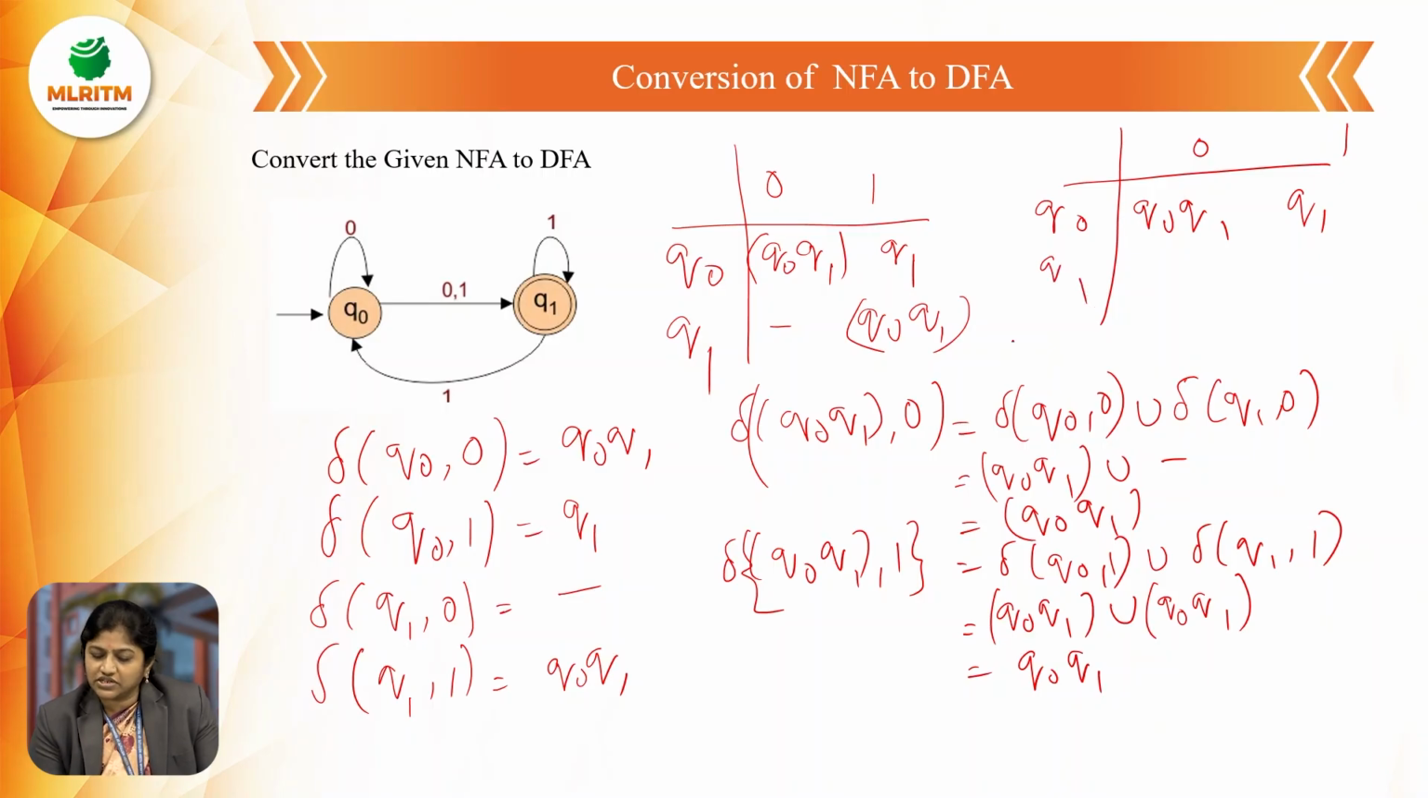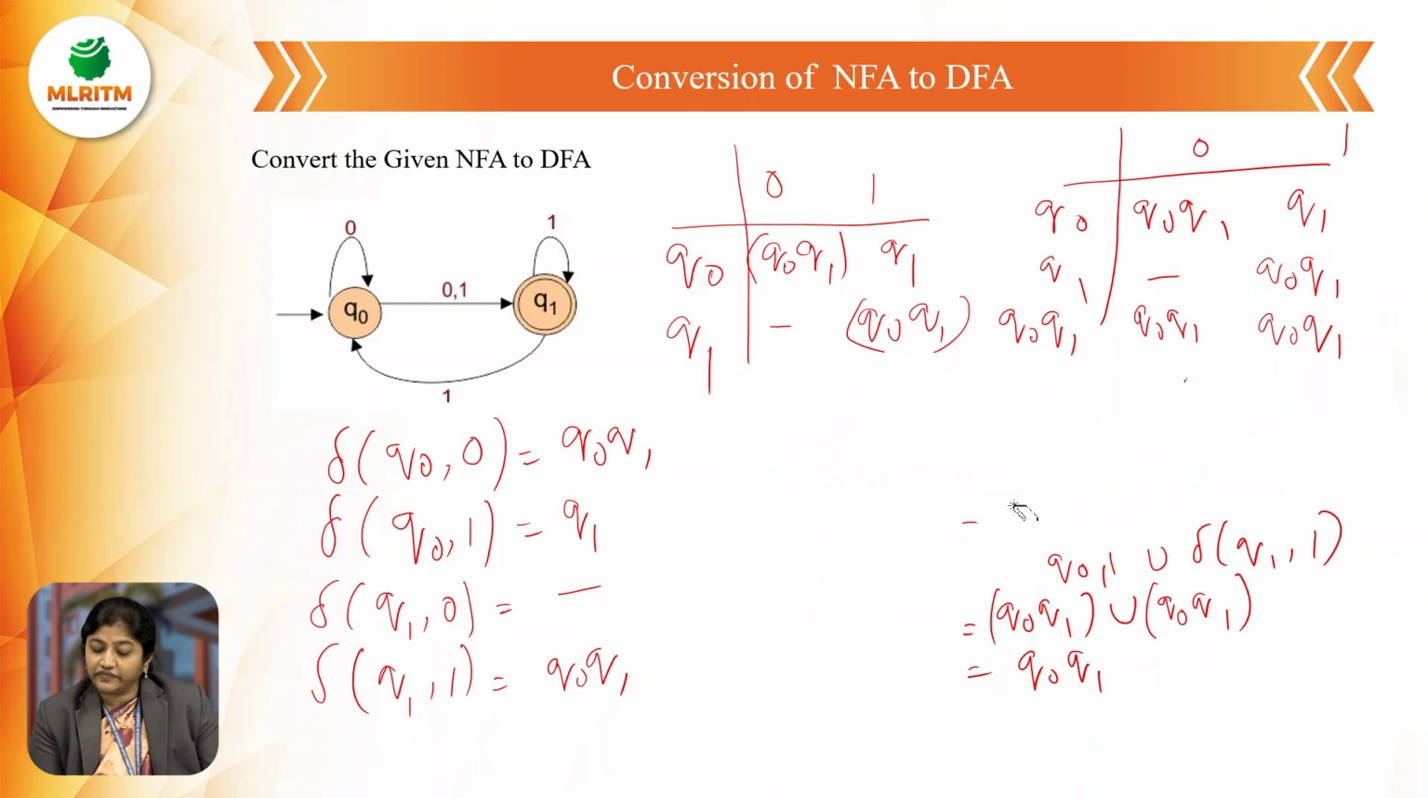And what is the other state we got? It is Q0, Q1. So Q1 on 0, what is it? Nothing. Next, Q1 on 1 is Q0, Q1. Next, Q0, Q1 on 0 is Q0, Q1. Next, Q0, Q1 on 1 is Q0, Q1. Now we need to draw the transition diagram for this DFA.